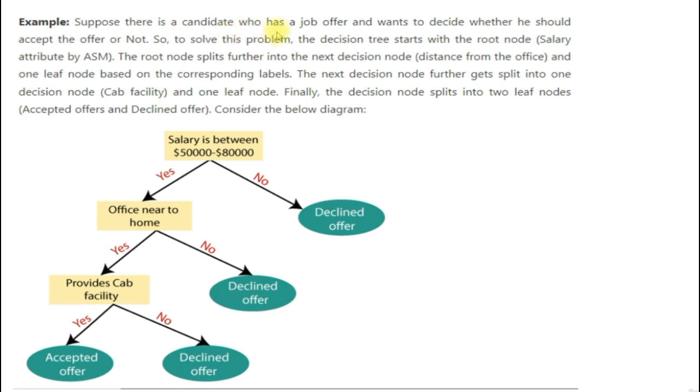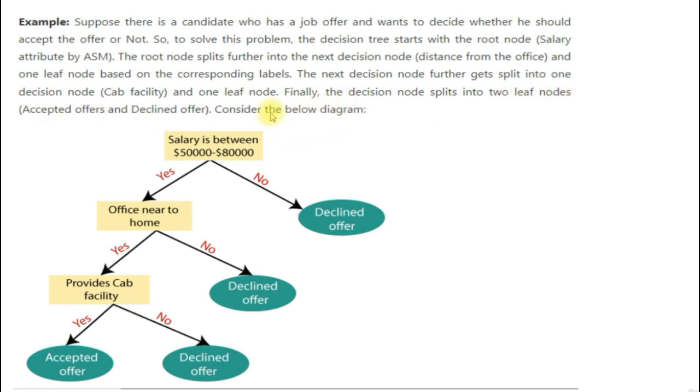So suppose there is a candidate who has a job offer and wants to decide whether he should accept the offer or not. This is our main problem statement. Now to solve this problem, the decision tree starts with the root node, the salary attribute. So salary will be considered as the root node, the parameter for making the decision. The root node splits further into the next decision node, that is distance from the office, whether the office is located close to home or not, and one leaf node based on corresponding labels. The next decision node further gets split into one decision node, cab facility, which is another factor, and one leaf node. Finally, the decision node splits into two leaf nodes: accept the offer and decline the offer.